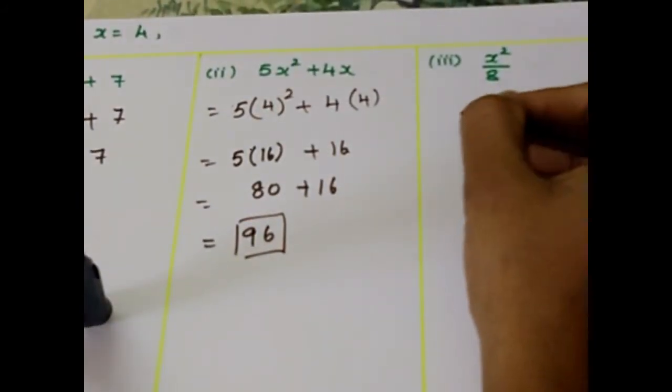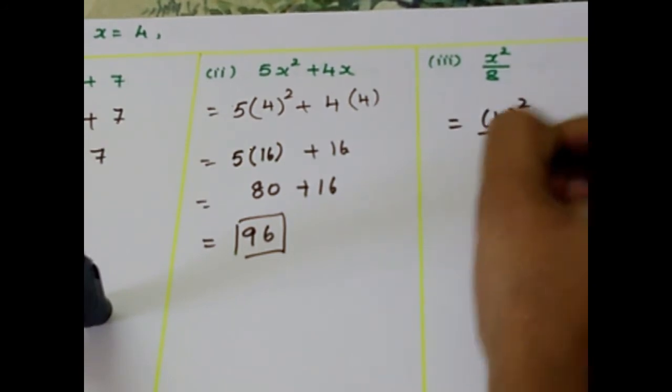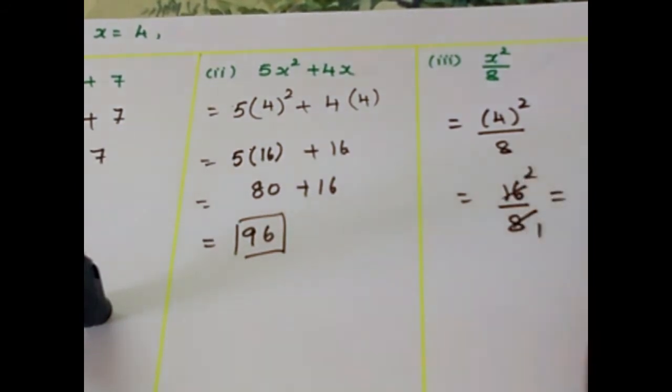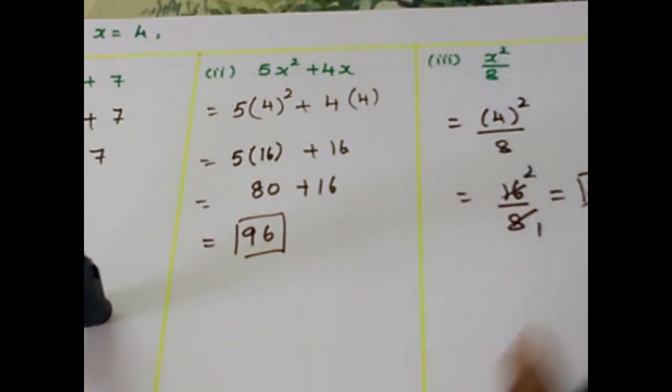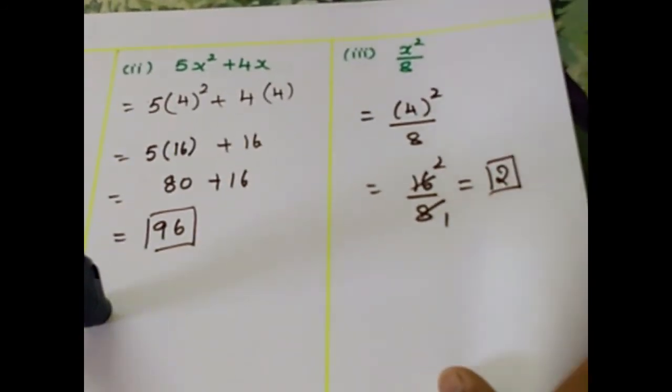Now the third problem. X square, that is 4 square by 8. 4 square is 16 by 8. 8 ones are 8, 8 twos are 16. The solution is 2. I told you again, children, this can be written as 4 into 4 and you can simplify, or directly 4 square is 16 by 8. 8 ones are 8, 8 twos are 16.